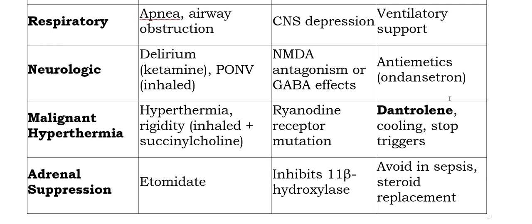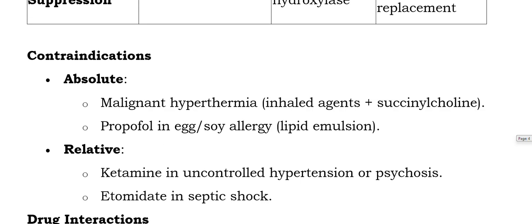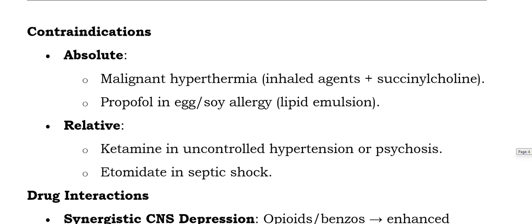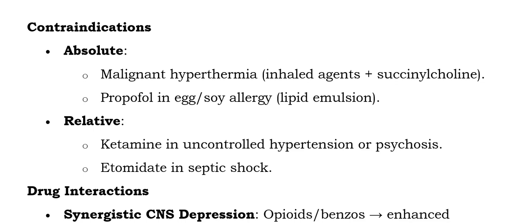Dantrolene for MH. Got it. And we already covered adrenal suppression with etomidate, so when should these drugs absolutely not be used? Contraindications. Right, there are absolute ones, definite no-goes. A personal or family history of MH is an absolute contraindication for volatile anesthetics and succinylcholine. And a true severe allergy to propofol, often related to its egg or soy components in the emulsion, is also absolute. Okay. And relative contraindications, more like use with extreme caution.